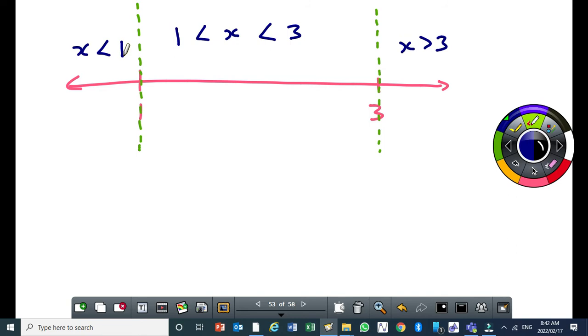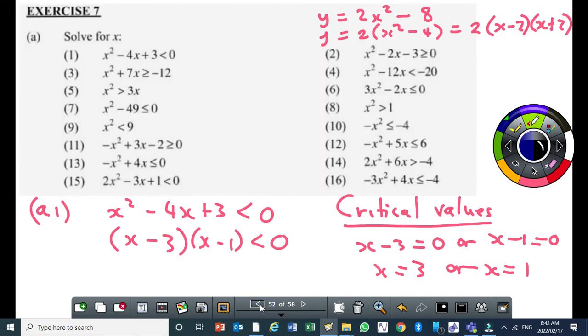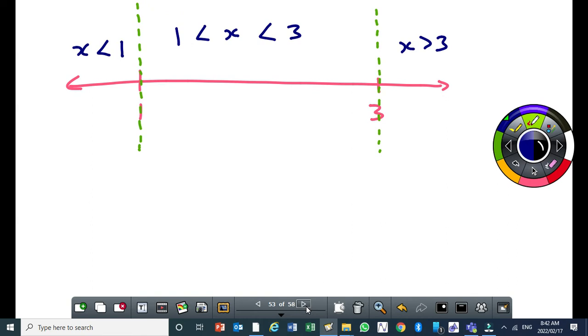Then, you use a trial and error method whereby you choose a value for each of these 3 intervals. You choose a value that you can substitute into the original inequality. That value, if it makes the inequality valid, it means that specific interval will be true. So, let's start with, generally I prefer to start with this one. So, can someone choose a value which is greater than any value?